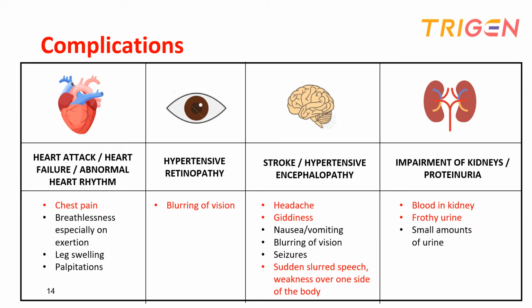Having an uncontrolled blood pressure can lead to many complications in many body systems. Examples of body systems that can be affected are the heart, the eyes, the brain, and the kidneys. The common presenting symptoms for each specific organ affected are highlighted in red. Common medications used to manage high blood pressure, which you may find in the resident's house, will be on the next slide.